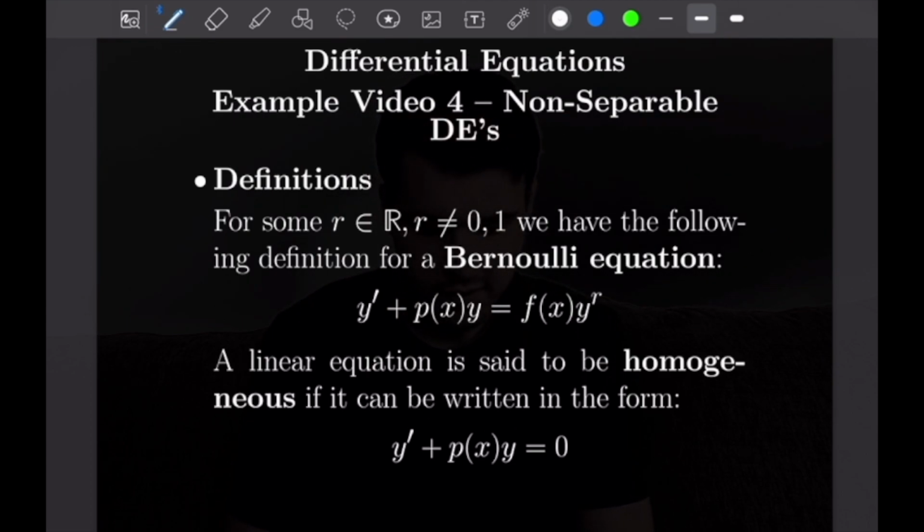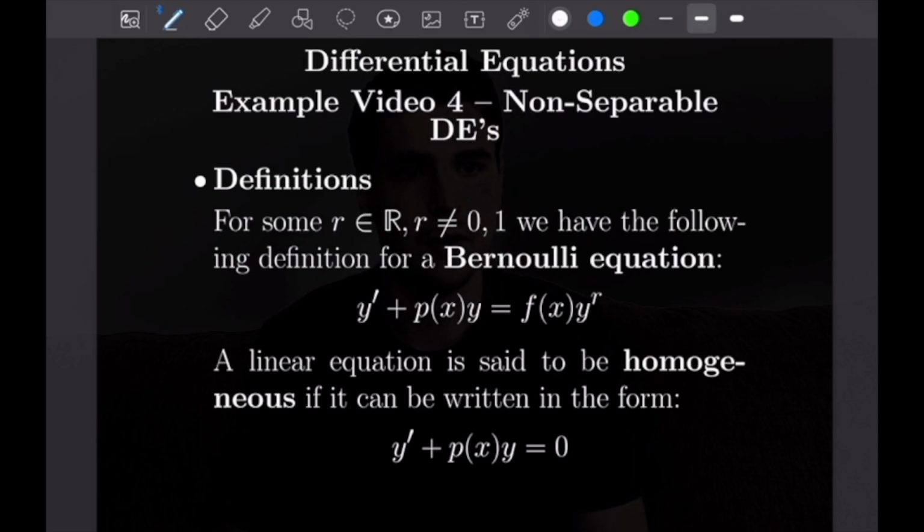We say a linear equation is homogeneous if it can be written in the form y prime plus p of x times y is equal to 0. Now there are actually two commonly accepted definitions for homogeneous. One is the one I've written out here, and the other is a function that can be written as y over x or x over y. But for the purposes of this video, when I say homogeneous, I mean this definition right here. So now that we have our definitions out of the way, let's get into our examples.